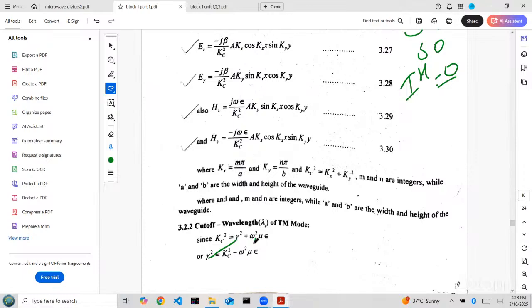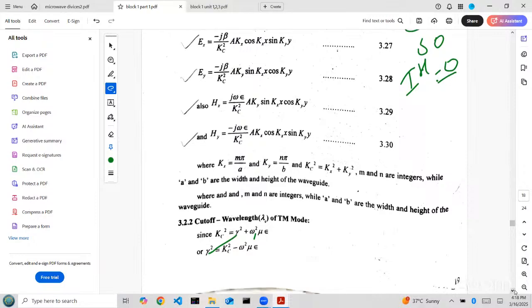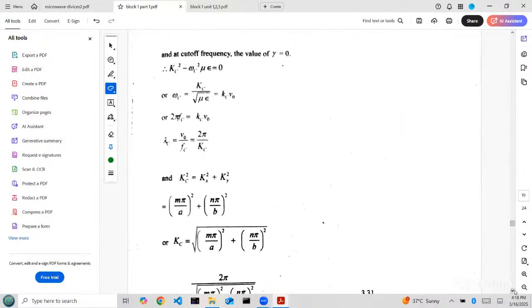From that, writing gamma square, after writing gamma square, equate to 0. This one: Kc square, omega square, mu epsilon, equate to 0. From this, what do we have to calculate? Calculate the value of gamma, calculate the value of omega, calculate the value of wavelength. The previous one, we already did the same method.